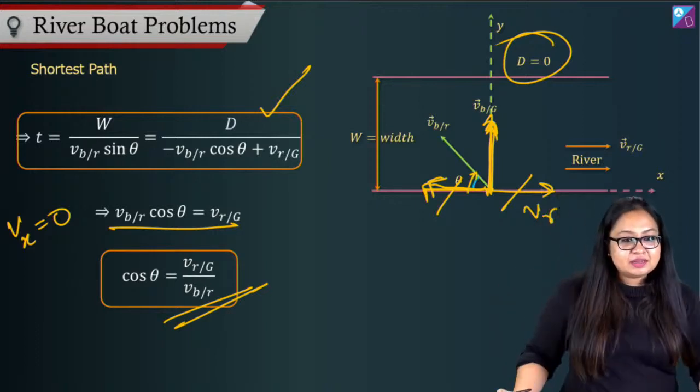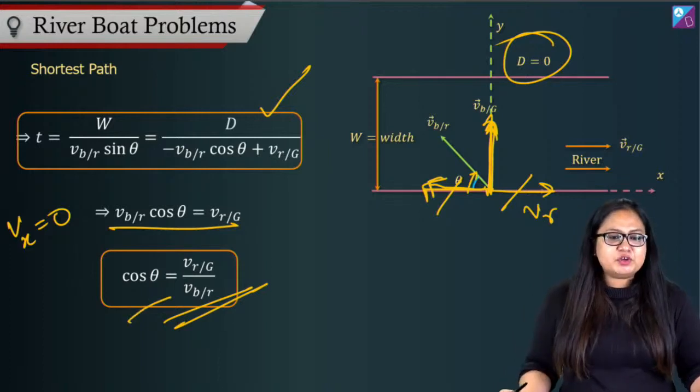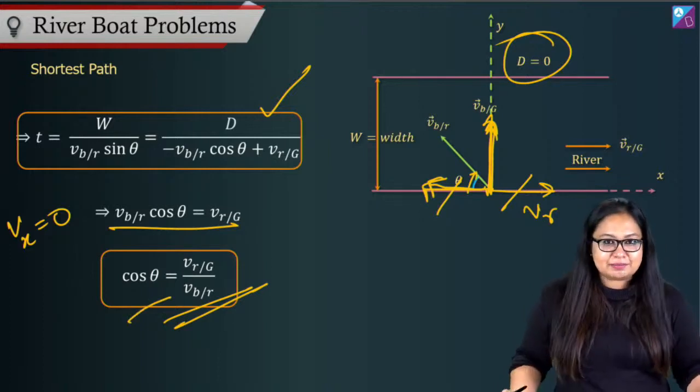Okay, drift is equal to 0. If you cover at this particular angle, then it will minimize the distance.